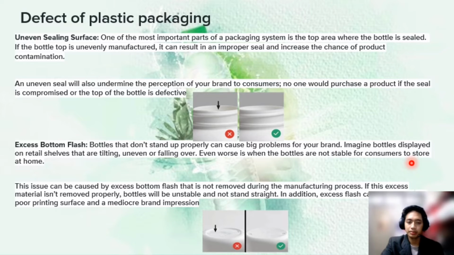Even worse is when the bottles are not stable for consumers to store at home. This is the big issue that can be caused by excess bottle flash that is not removed during the manufacturing process. If this excess material is not removed properly, the bottle will be unstable and not stand right. This is the worst problem in the plastic packaging process. In addition, excess flash can ruin the printing surface and leave a mediocre brand impression.